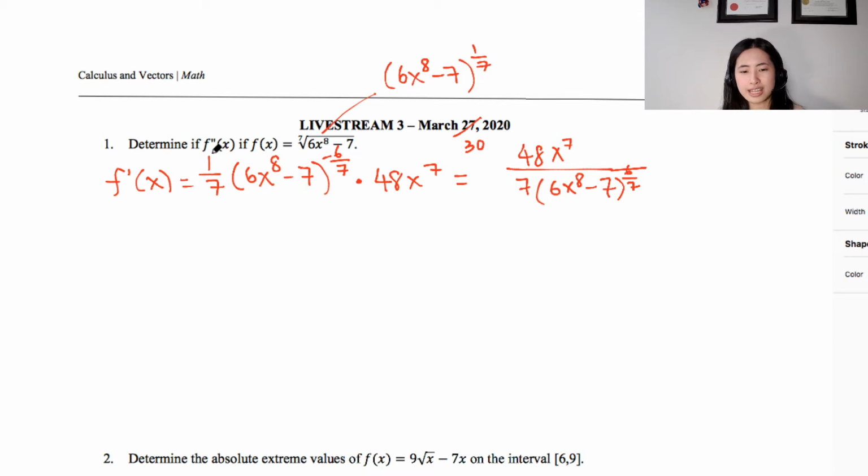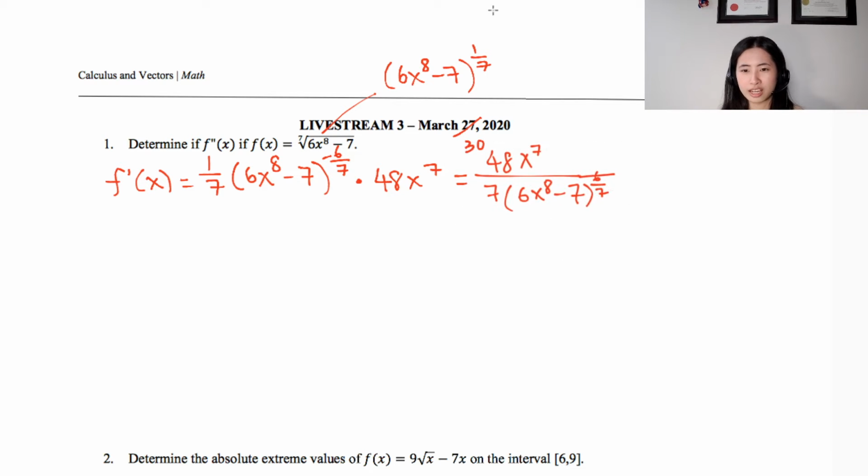And because we need to find the second derivative, I find it's really easier, and probably you guys too, to just take out the constant. Because remember, math is all about simplifying things. You don't want to overcomplicate things.